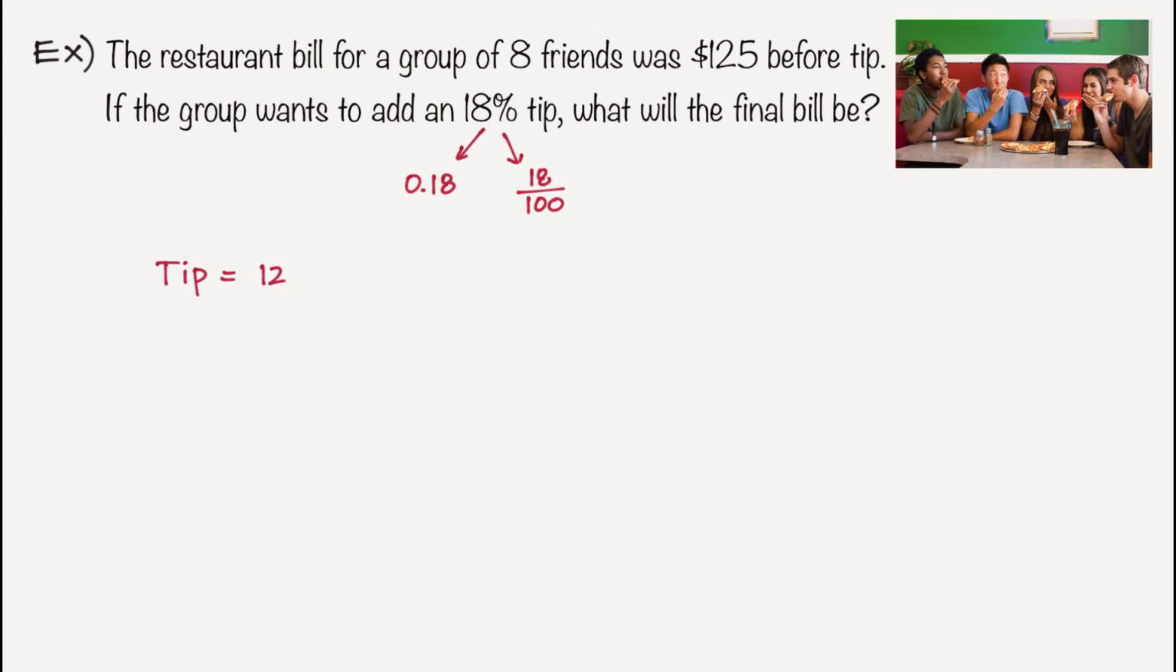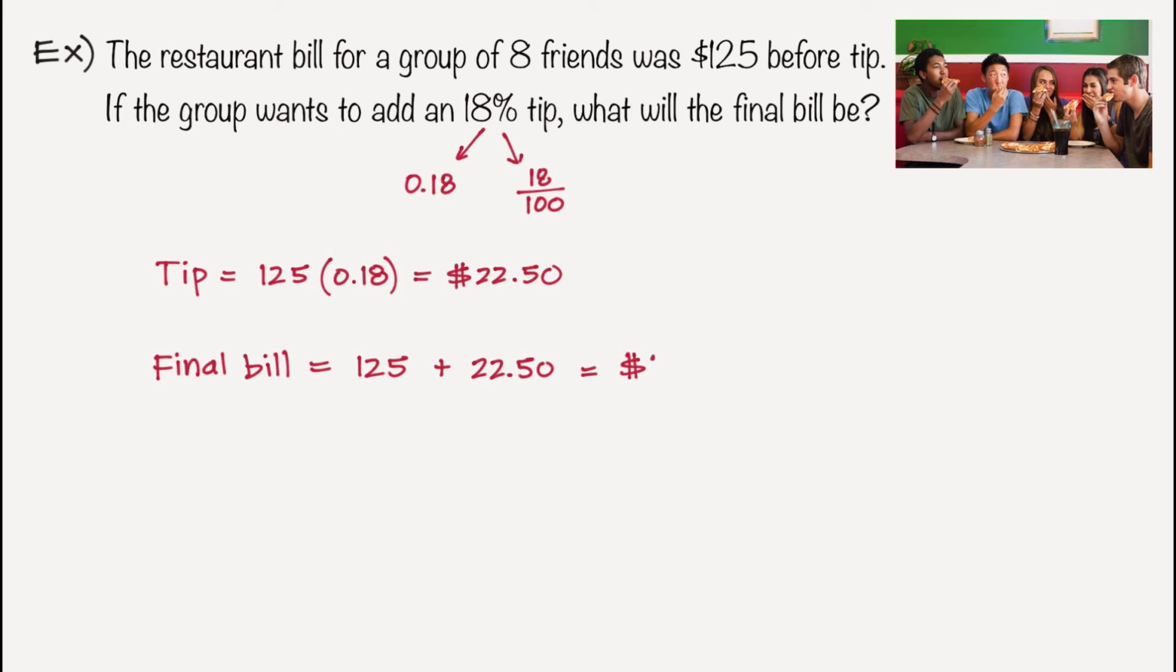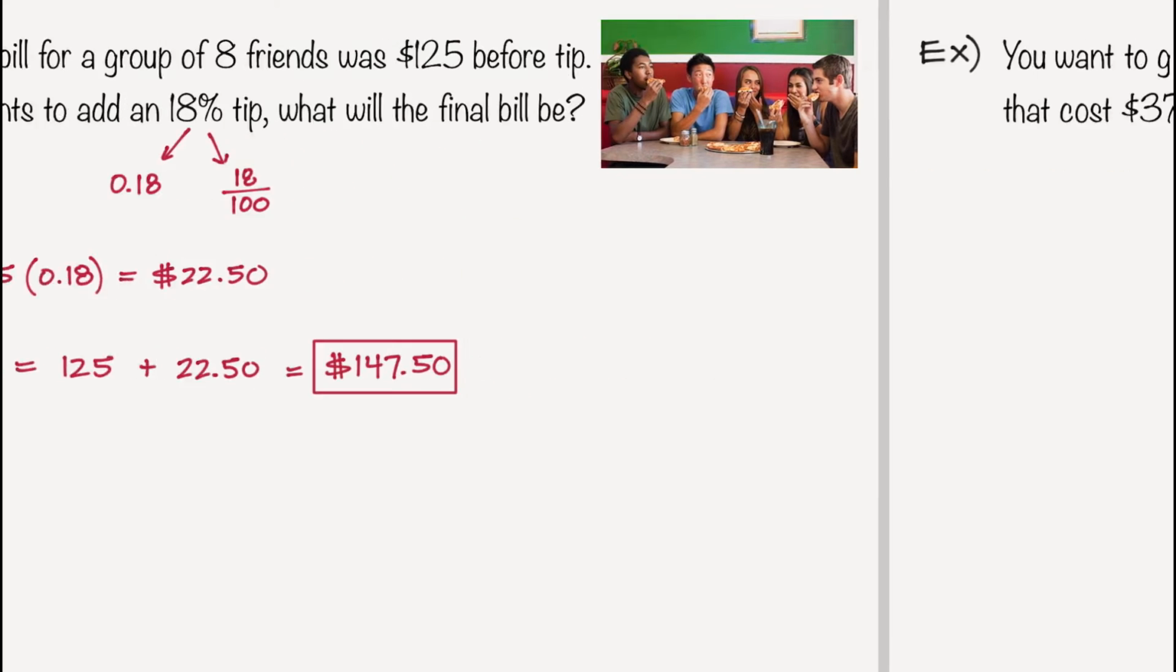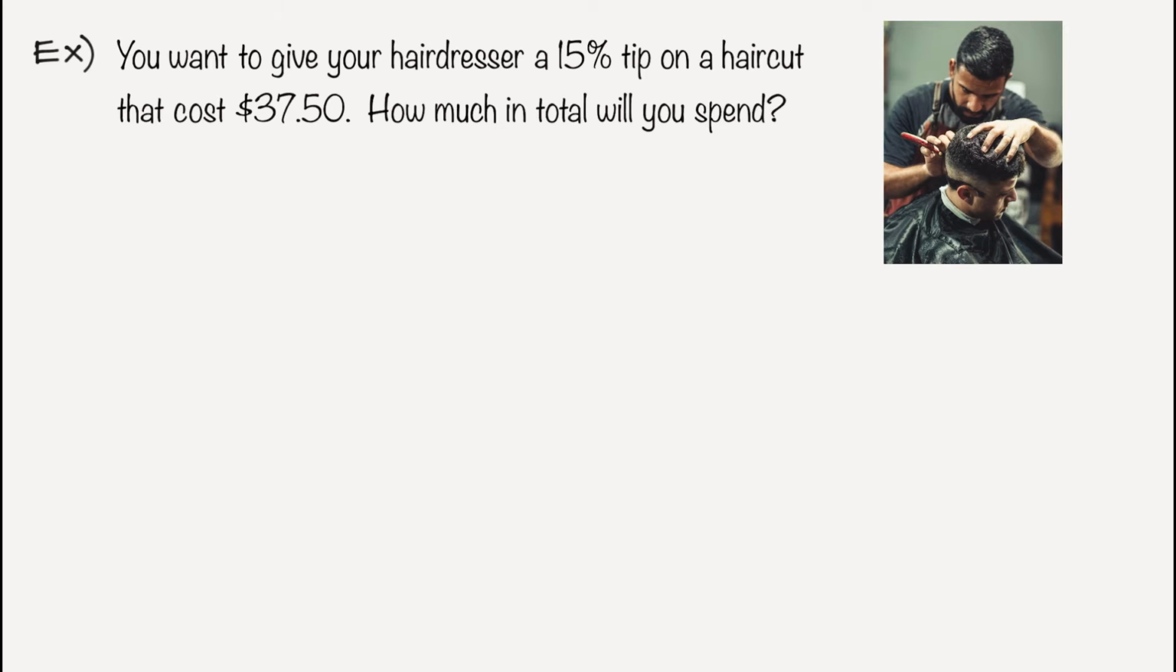So again, to calculate the tip, let's multiply that starting amount times the tip percentage, and 125 times 0.18 is going to give me $22.50 for a tip. So to find the final bill, I'm going to add the starting $125 for the food plus the $22.50 for the tip for a grand total of $147.50.